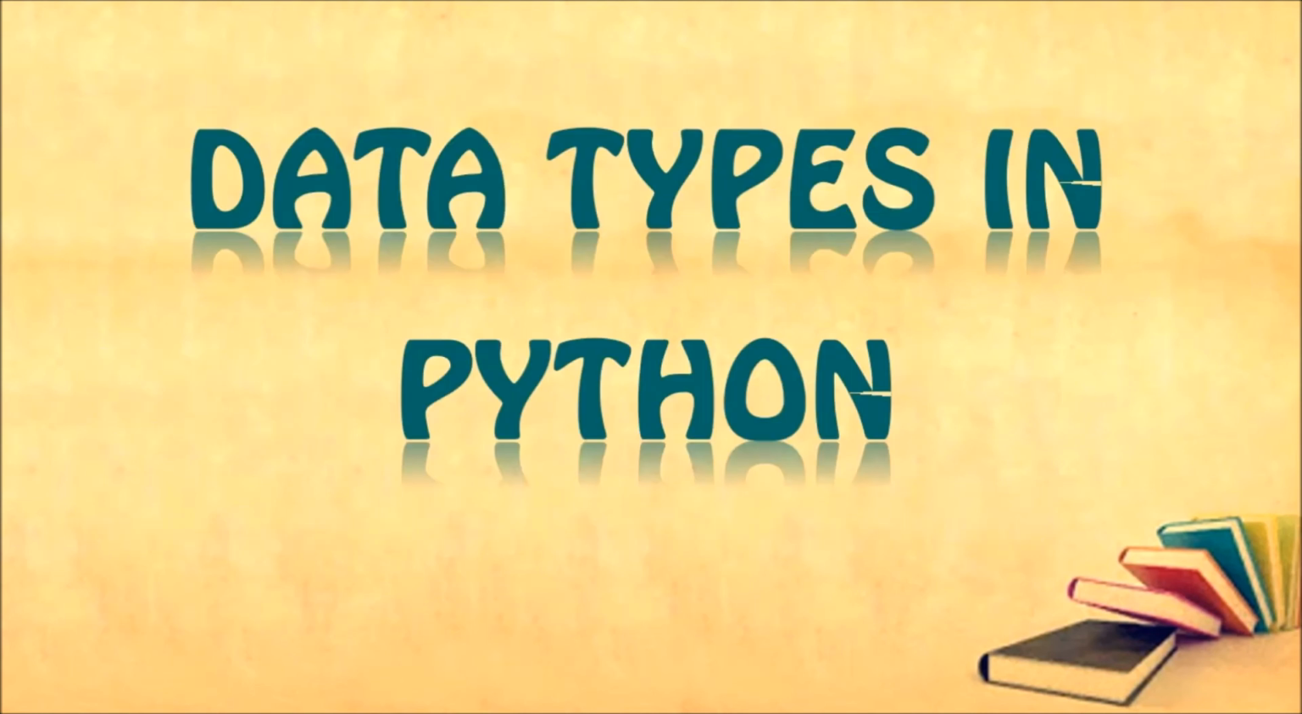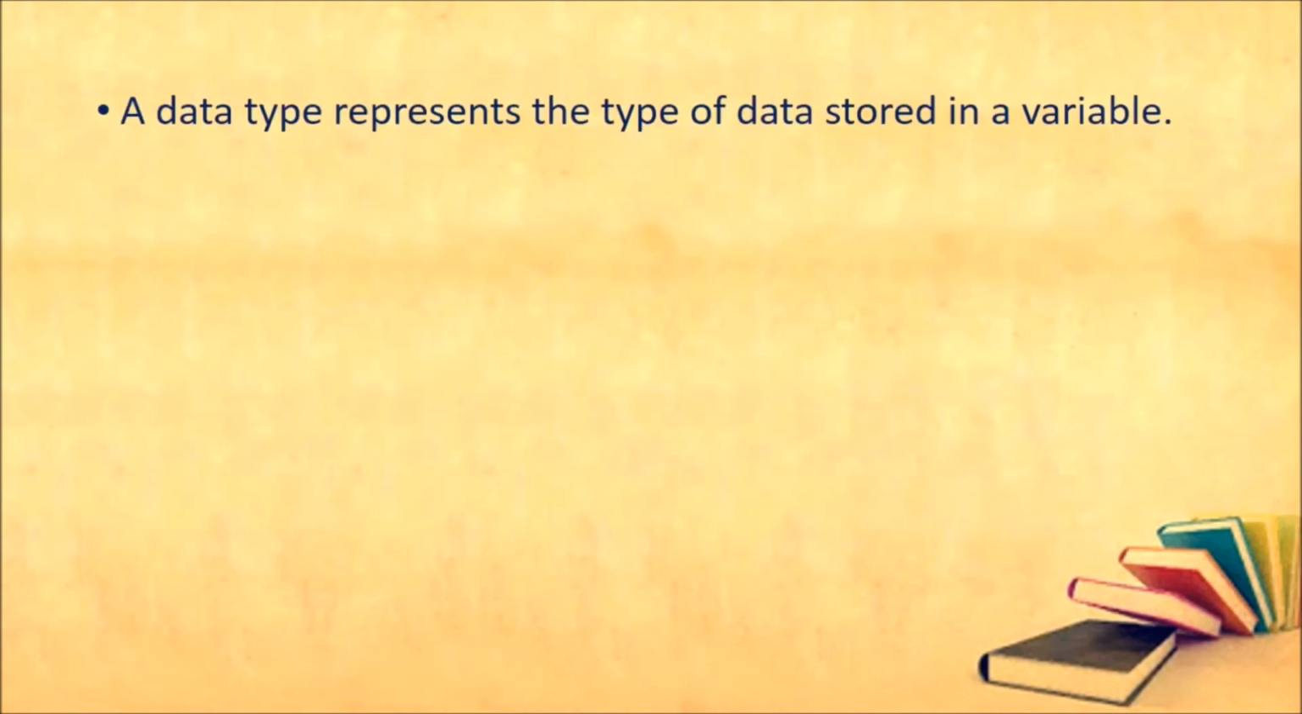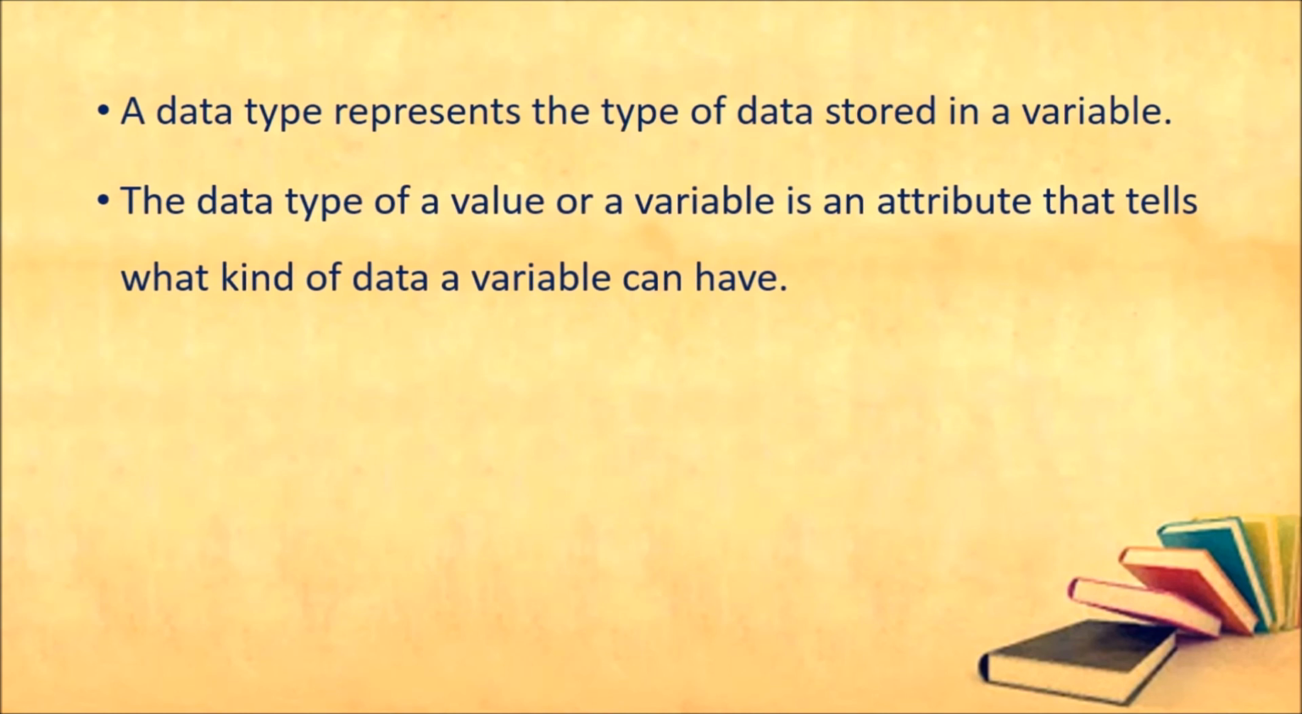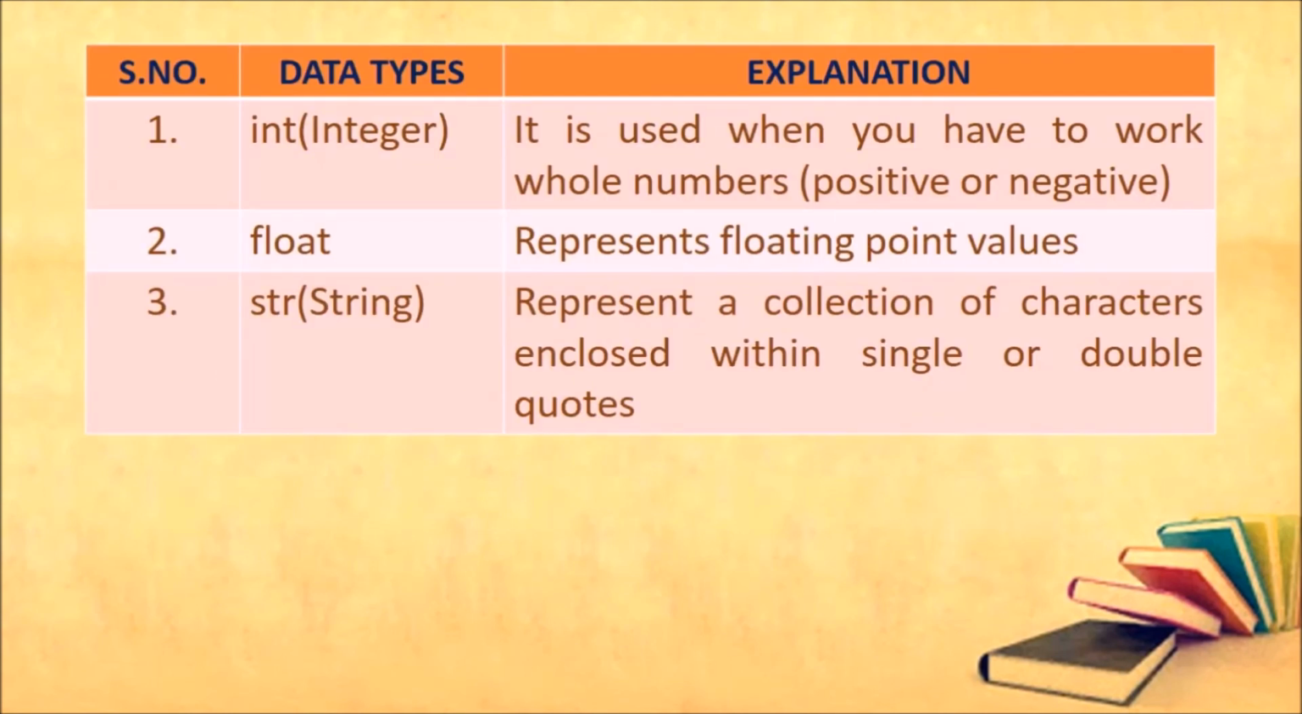Moving further, data types in Python. Here are some types of data. First of all, what is a data type? A data type represents the type of data stored in a variable. What type of data will you store in the variable, in the memory location? That you need to mention. You should be clear about it. The data type of a value or a variable is an attribute that tells what kind of data a variable can have, whether it is an integer, a number, or text.